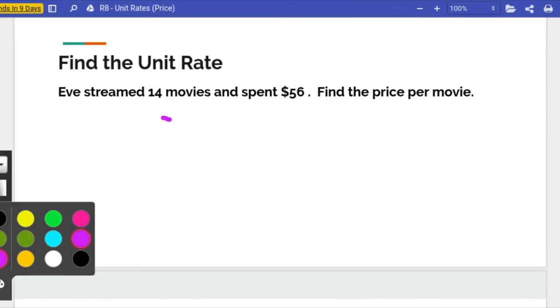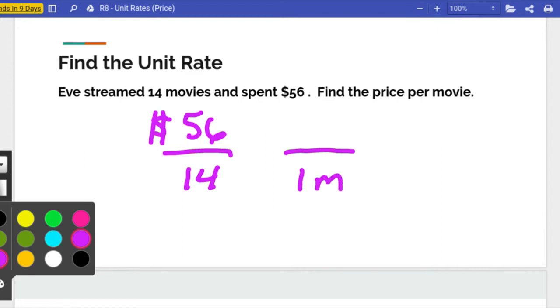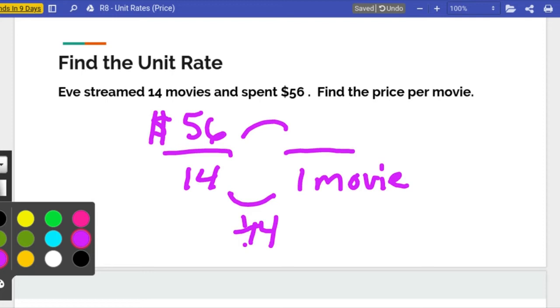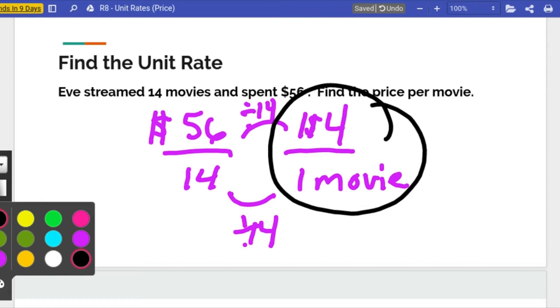Okay, so I know that it is $56 for 14 movies. If I want the price per movie, that means I want to figure out how much it is for one movie. That's just dividing by 14. 56 divided by 14 is 4. So my answer would be $4 for one movie, or $4 per movie.